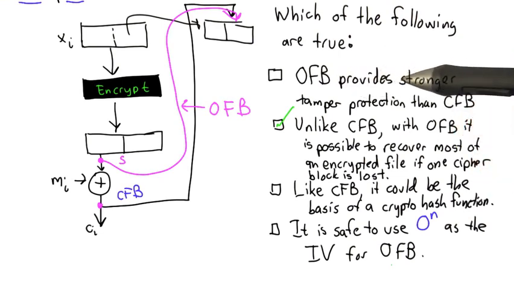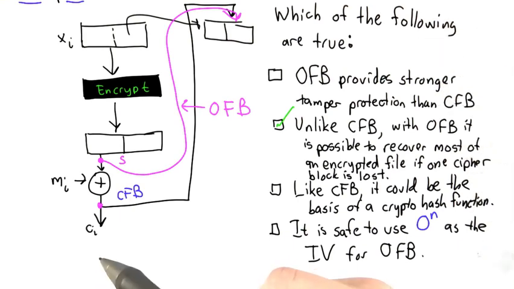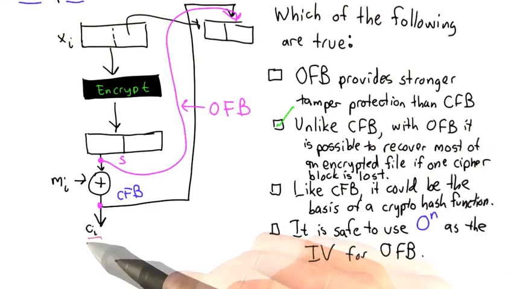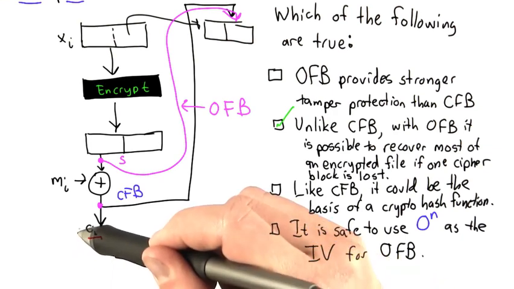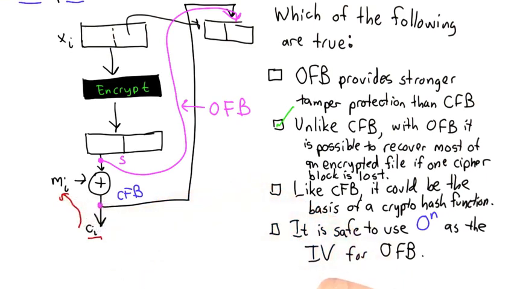OFB doesn't provide any stronger tamper protection than CFB does, and both of them don't provide very much tamper protection at all. To see this, it's quite easy for an attacker to mess with a bit of C1, and that will directly affect bits in the message. This is similar to a way an attacker could tamper with a message in a one-time pad.